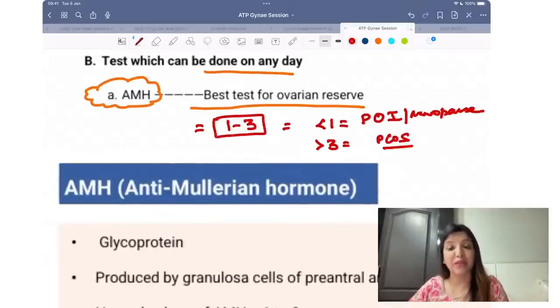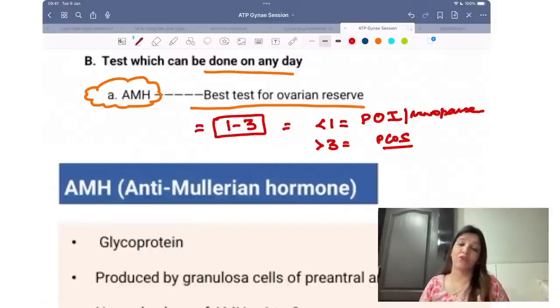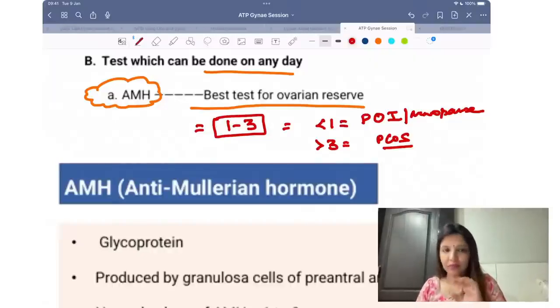Please remember, in PCOS, there are many follicles, polycystic ovarian syndrome. And actually they are not cysts. They are many follicles. When there are many follicles, they will release a lot of AMH. So AMH levels are high in PCOS. AMH levels are less in premature menopause or menopause. Okay?